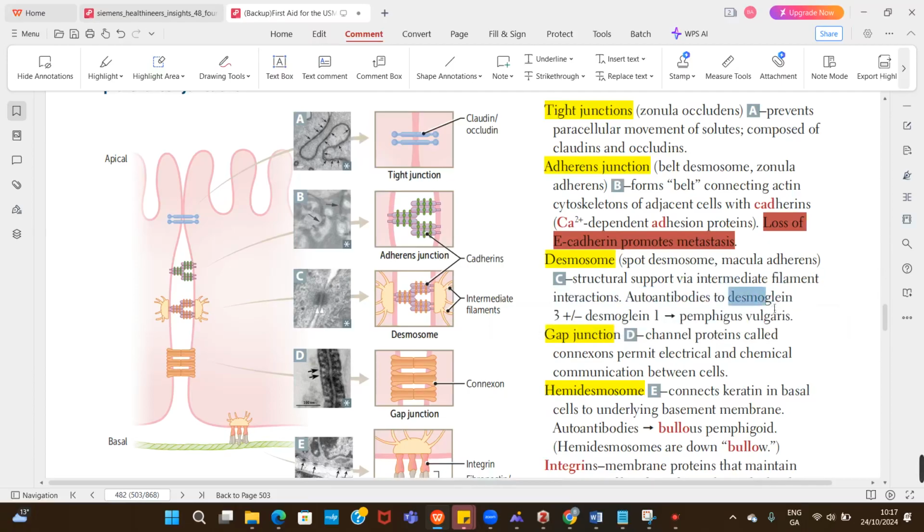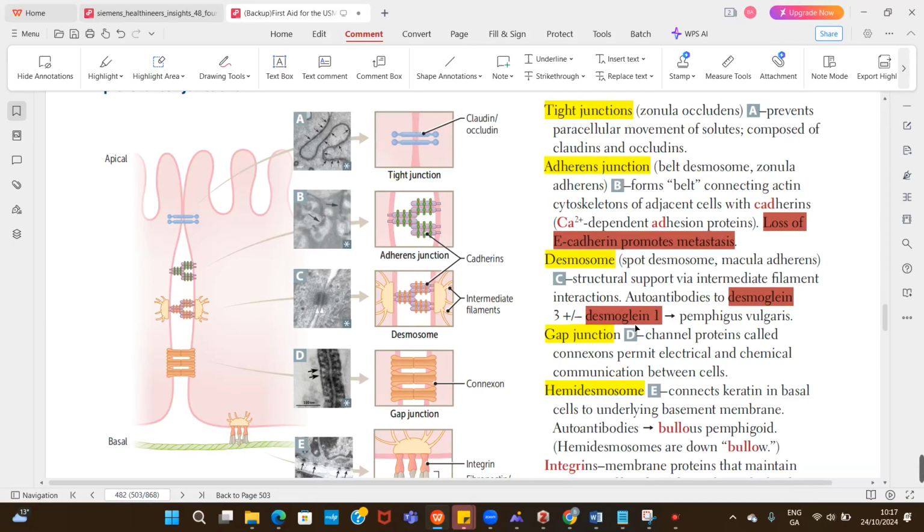Desmoglein. We have so many of them, but the popular ones that are relevant to us for the sake of our exam are desmoglein 3 and desmoglein 1. You cannot come for a dermatology exam and not know desmoglein. It is not acceptable, because there are so many disease conditions related to disruption of desmoglein, and we are going to talk about them.